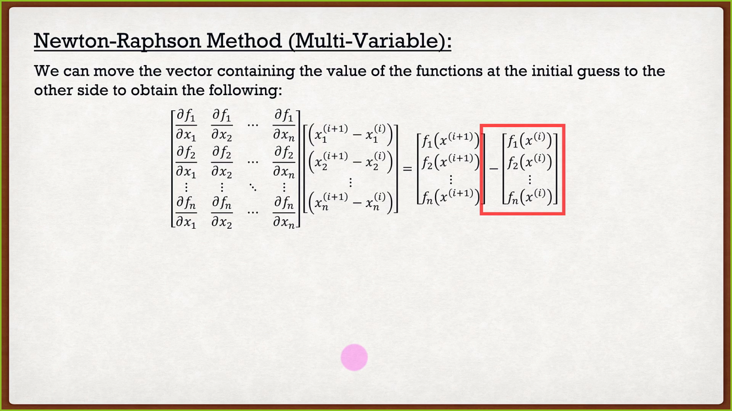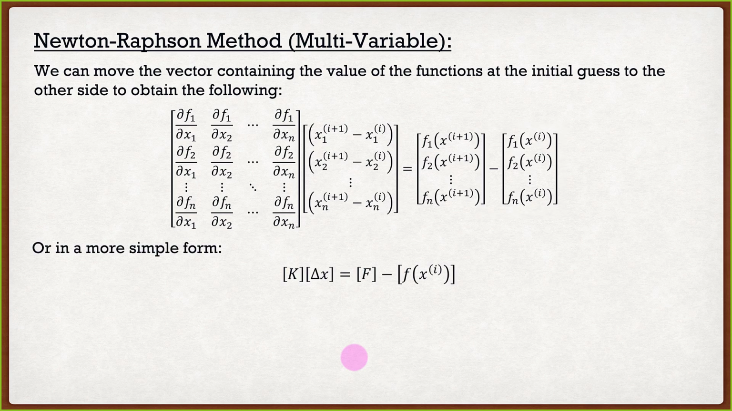That's all I did. From the previous slide to this slide, all I did was move that over to the other side. And the reason why is I can now write this in a more simple format where I have k multiplied by delta x is equal to our f, which again, those will be our desired values, minus f of xi.